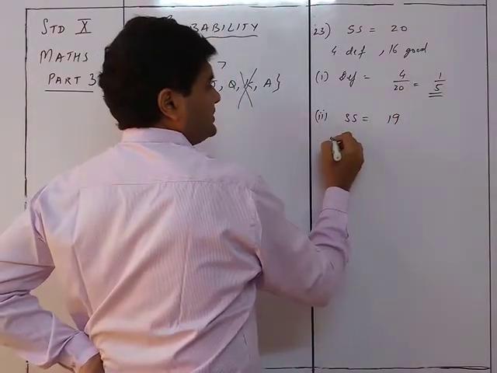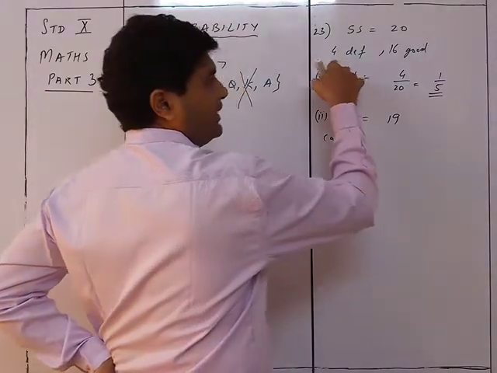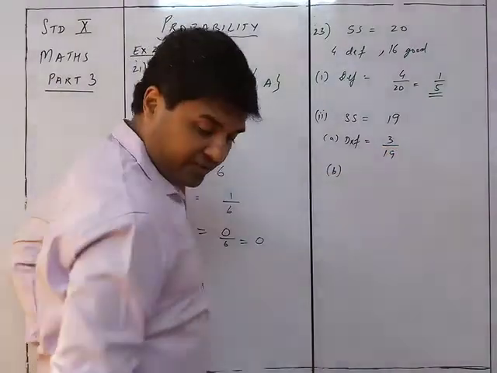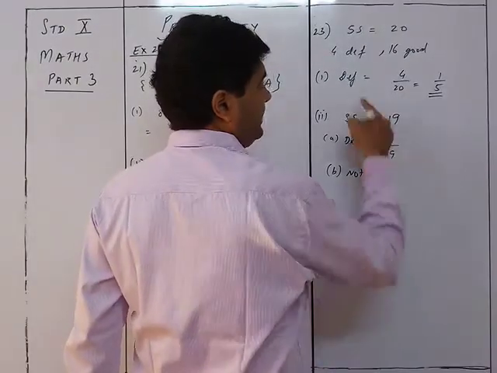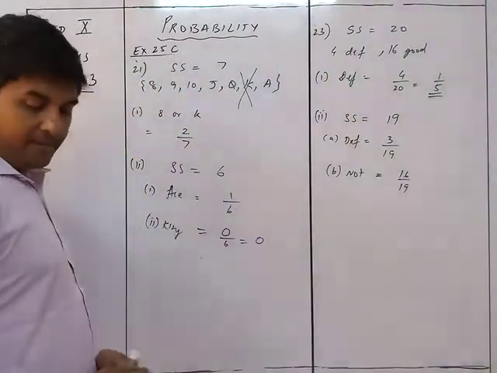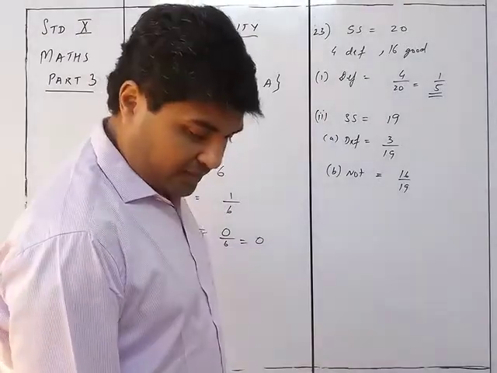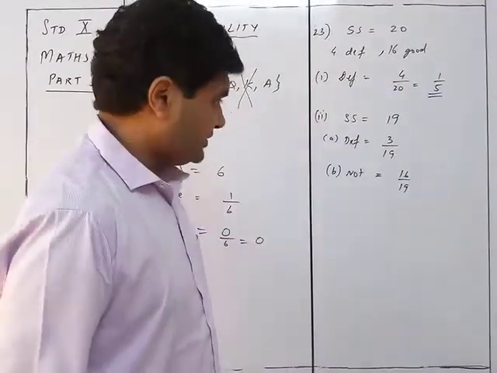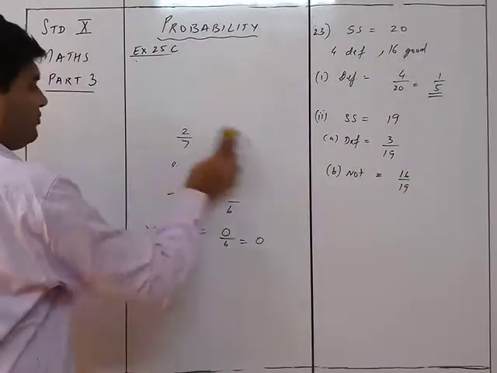So now the chances of defective will be equal to, one is already removed from here, so it is 3 upon 19, and for it to be not defective, it will automatically be 16 upon 19. Okay, so that will be 1 upon 5. Answers for 23: 1 upon 5, 3 upon 19, and 16 upon 19. Okay, so that was the 23rd sum. Now we move on to the 25th sum.